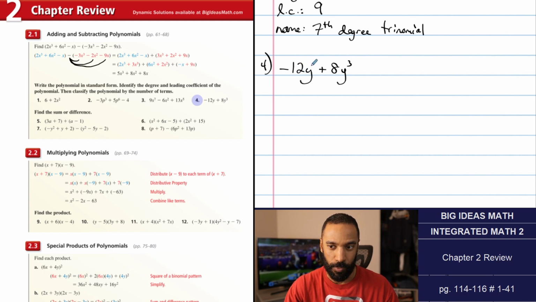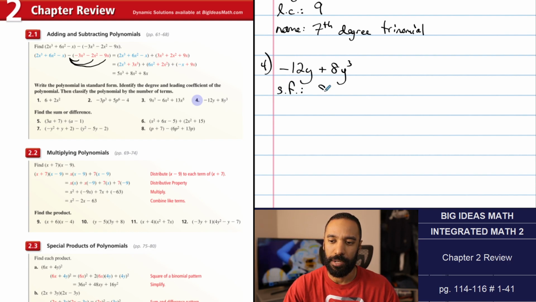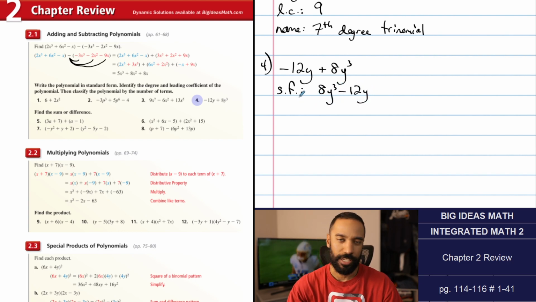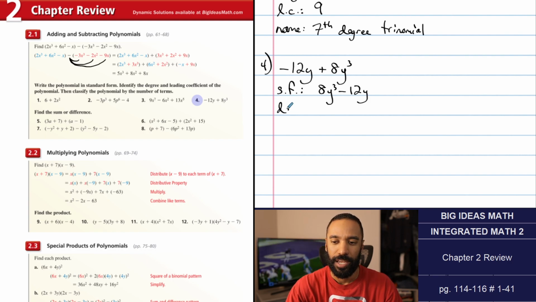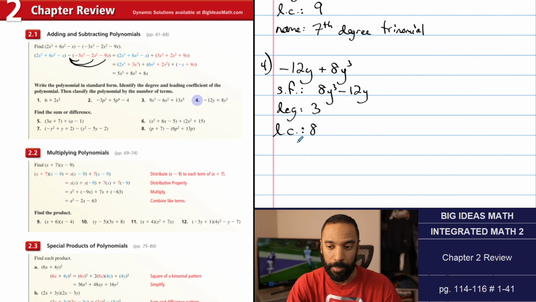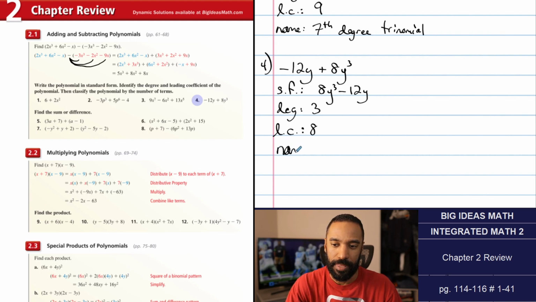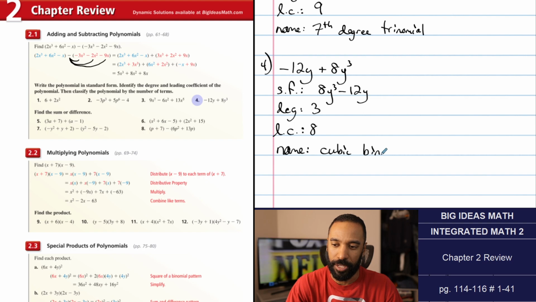Negative 12y, that's degree 1, y to the first power. 8y cubed, degree 3. What am I looking for first? The standard form. So standard form, we need positive 8y cubed minus 12y. That looks good. I see a GCF, but I'm not going to get that. The degree of this is degree 3. The leading coefficient is positive 8. Remember, it's not the entire term, it's just the number. And then the name, this is a cubic, degree 3, and binomial.